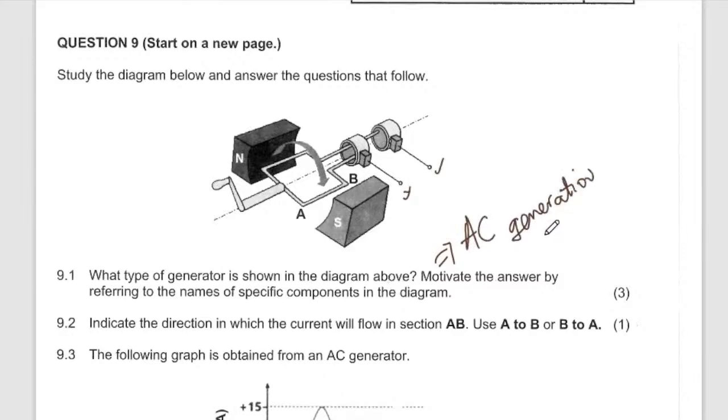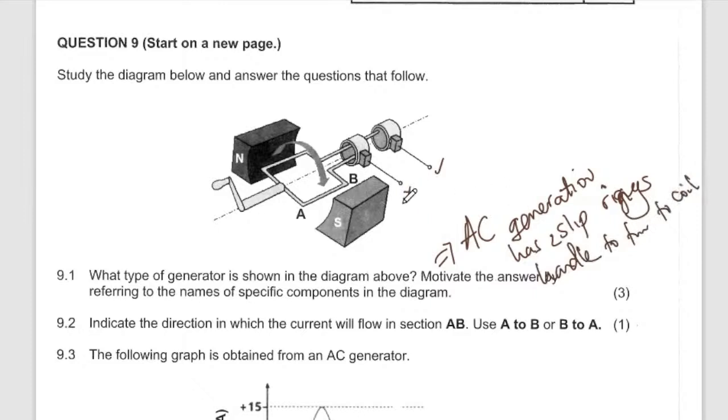Okay, number one, it has slip rings. That's number one. And then number two, it has a handle, which will be turned for you. So if it was connected to, let's say, a power supply or something, then you definitely reduce it.